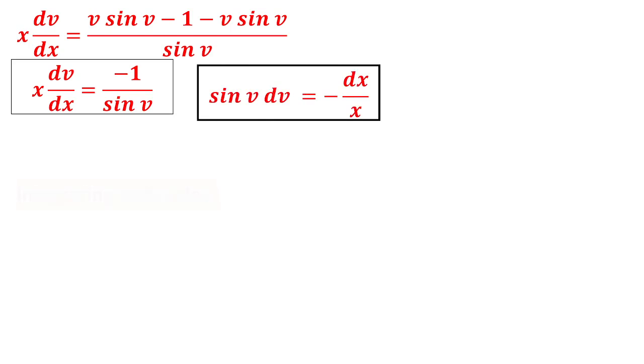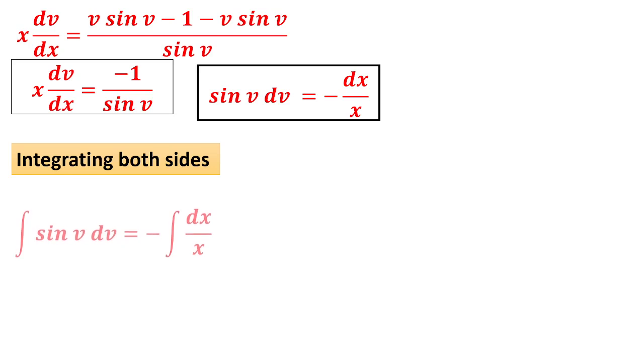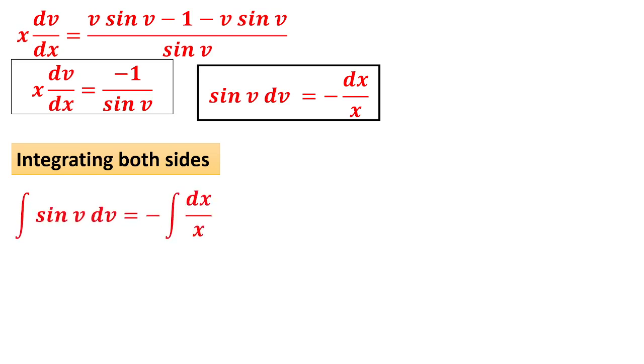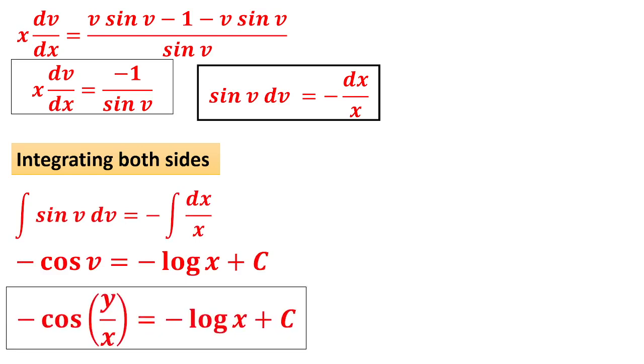I am going for variable separable now. Left hand side is sin v dv, right hand side is minus dx upon x. Integrate. Minus cos v is equal to minus log x plus c. Minus cos of y by x is equal to minus log x plus c.